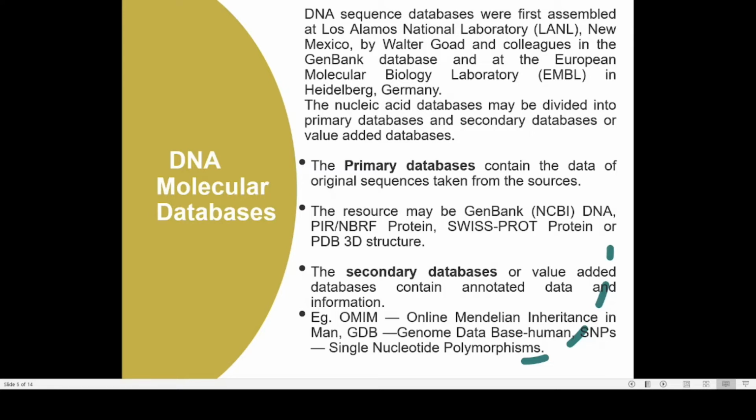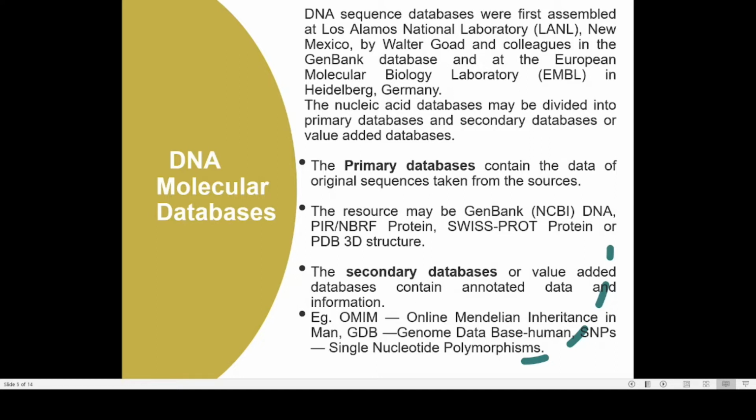One is a primary database, another is a secondary database. The primary database will be containing the original sequence information. For example, you take a species and we send it for DNA sequencing, and they will give you a sequence. That sequence is known by the name primary database. So original sequence information is known as the primary database.